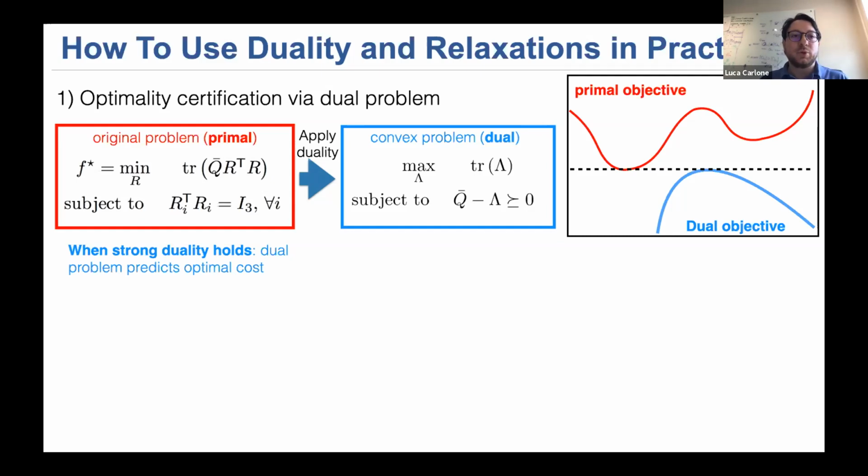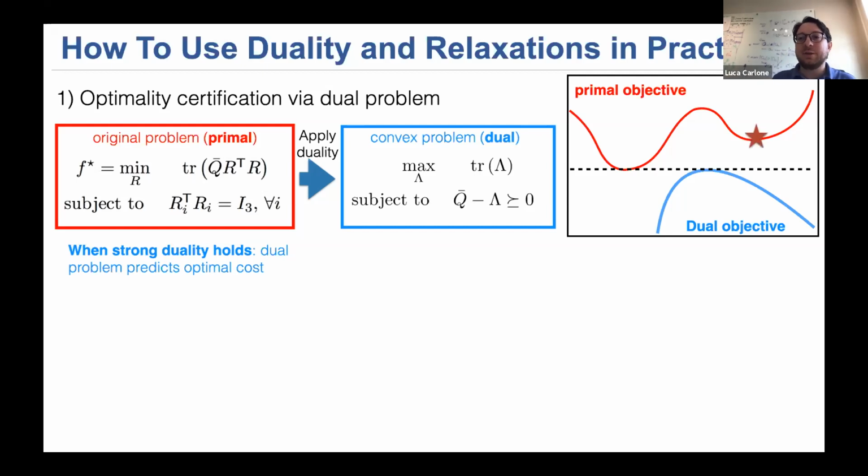So the first way in which you can use this idea of duality and relaxations, for example in rotation averaging, is for optimality certification using the dual problem. I think this was already hinted at by Anders. Let's say I have my original problem. I try to use any existing tool to get a solution to this problem. Then I compute the dual problem, which I can solve in polynomial time. And the basic idea is that when strong duality holds, the dual problem is able to predict the optimal cost of the primal exactly.